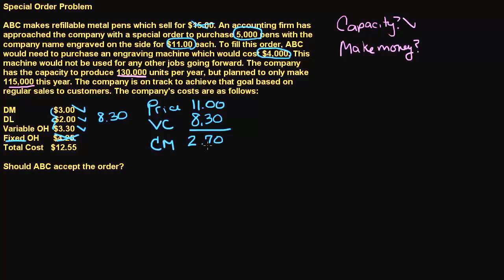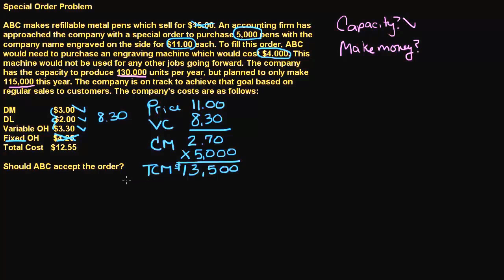If we didn't have to factor in the cost of the machine, then we could say yes, we should take this order. However, we have to make sure we're going to cover the cost of the machine. So in order to do that, I've got to look at what is the total profit that this job is going to bring in. So I'm going to multiply by 5,000 units. If I multiply the $2.70 by 5,000 units, I get $13,500. So that's my total contribution margin, total CM.